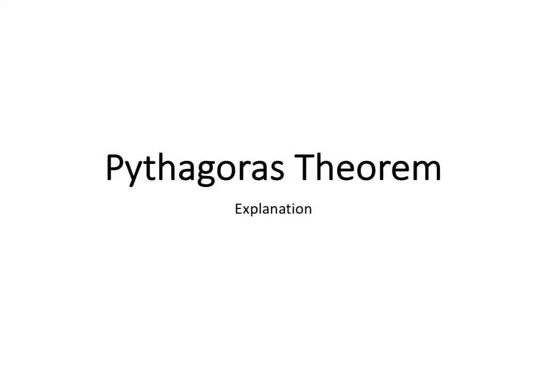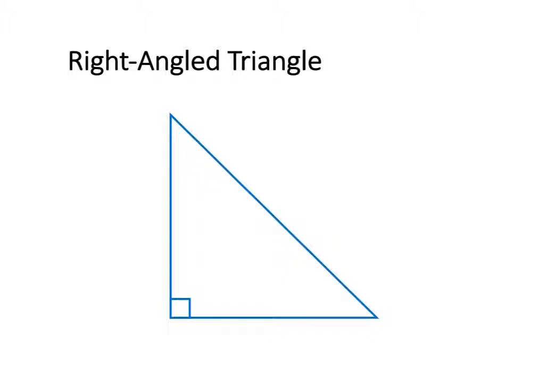In this video, we're going to have a look at what is Pythagoras theory. So Pythagoras theory relates to a right angle triangle and only a right angle triangle. If I have a triangle that is not a right angle, then I cannot use Pythagoras theory.